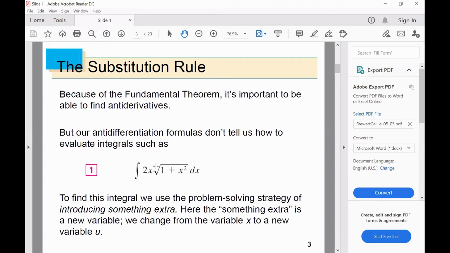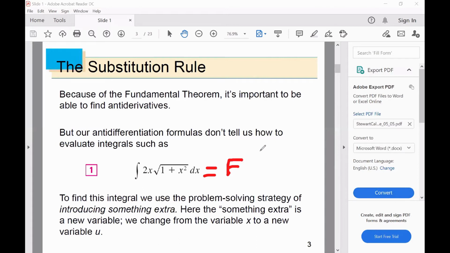Because we have 2x times root 1 plus x squared, it has 1 plus x squared, but like that there is no formula. Then what is the strategy in order to solve this problem? The strategy is the following. This indefinite integral is hard to evaluate, meaning we are looking for capital F, and it's hard to evaluate capital F.